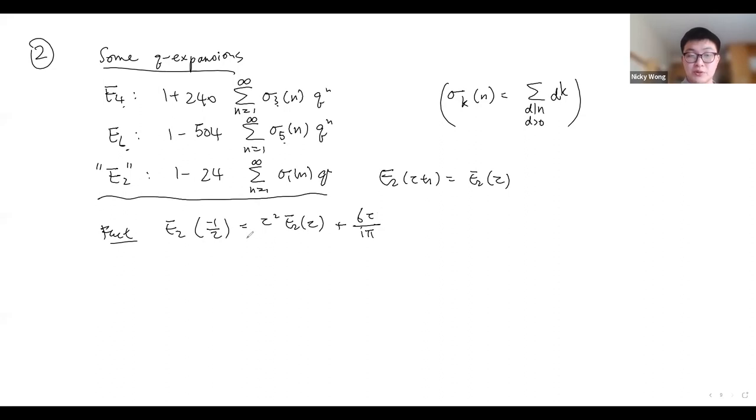And again, to show this, I'm going to demonstrate this, not prove it, on the imaginary line. And let's see what we get. That's i divided by y. So let's put this in the front. That's 6y divided by pi minus y squared E2 of tau. Again, when y is very, very big, q is very, very close to zero because it's exponential. So it's e to the minus 2 pi y. And if y grows, e to the minus 2 pi y is going to decay even more rapidly. So again, this is approximately one.